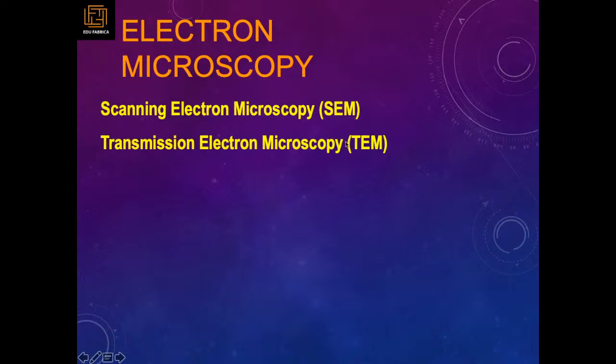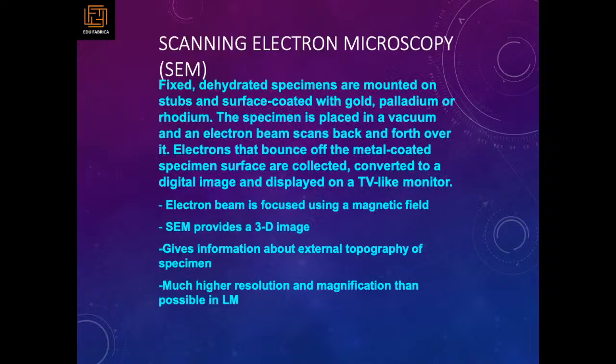As we discussed in yesterday's lecture, electron microscopy is of two types: scanning electron microscopy and transmission electron microscopy. Let's take them one by one.